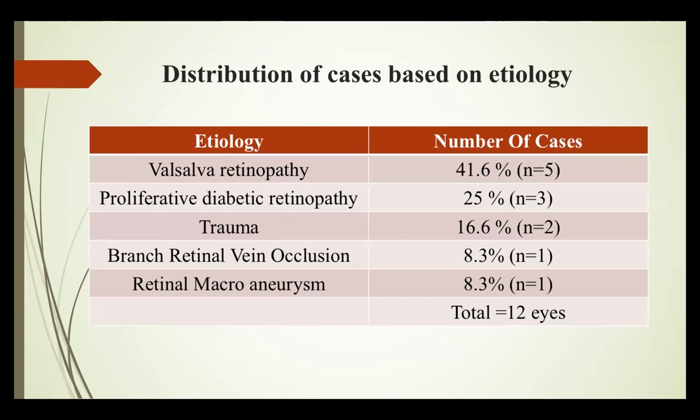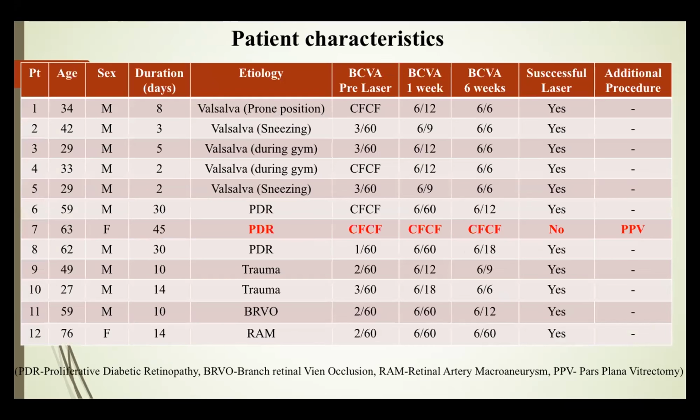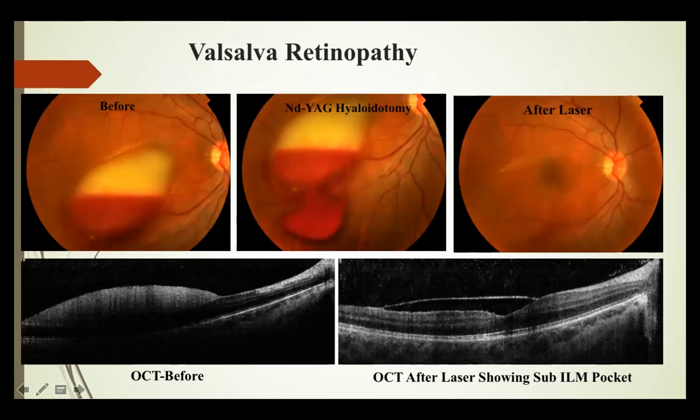followed by proliferative diabetic retinopathy, trauma, branch retinal vein occlusion, and retinal macroaneurysm. This is a chart showing patient characteristics, where we can see the best corrected visual acuity improved in all the patients at 6 weeks, except for the PDR patient who needed vitrectomy. These are the fundus pictures in each of the etiological groups.